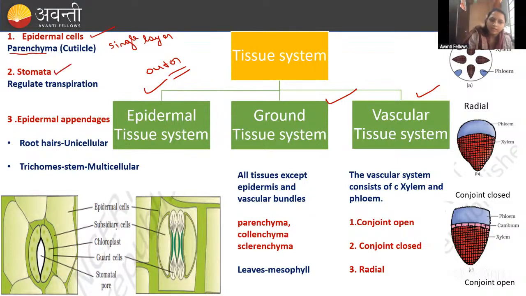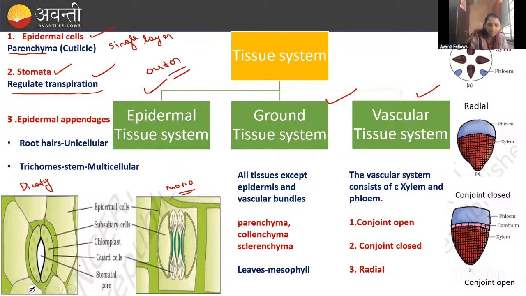Then coming to the epidermal tissue, it consists of the stomata also. Stomata regulate the transpiration. I think you know what transpiration is, right? The removal of water in the form of vapor, that is called transpiration. Here you can see the structure of the stomata, guys. This is the dicotyledon stomata and this is the monocotyledon stomata.